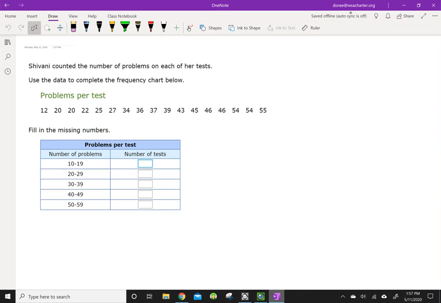Okay, so this says use the data to complete the frequency chart, and this is about problems per test. So let's see, we've got a list of values right here. I'm highlighting green, problems per test, and there are 1, 2, 3, 4, 5, 6, 7, 8, 9, 10, 11, 12, 13, 14, 15, 16, 17 different tests. So all these values down here should add up to 17 when I'm finished.